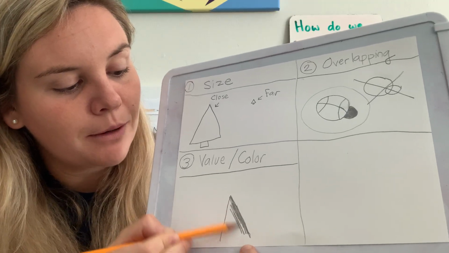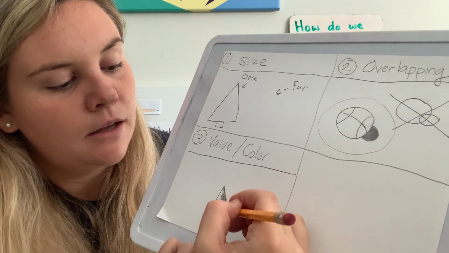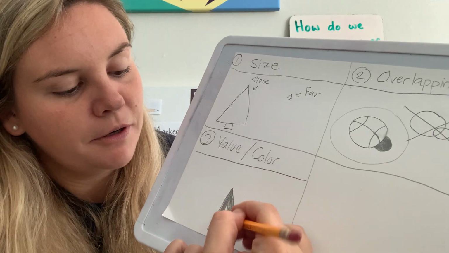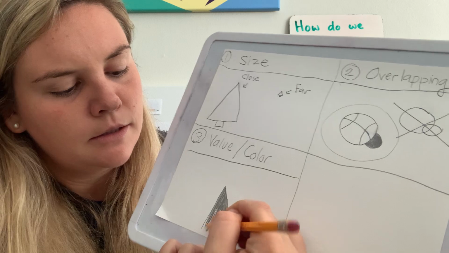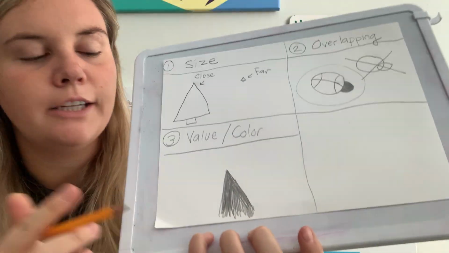So I'm gonna give my mountain some shading. Doesn't need to be perfect. We're just gonna try our best. I'm just gonna give my mountain in the front some value. So I shaded it in.